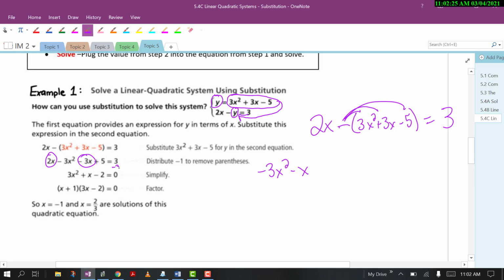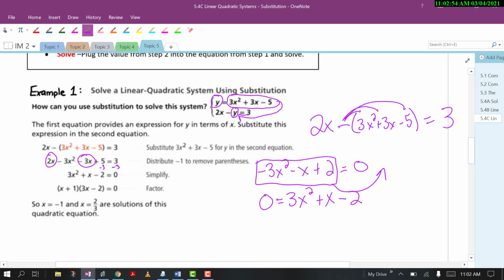And we want to subtract 3 to bring it to the other side. So we have plus 2 equals 0. And like I've said before, we don't want a negative x squared term because it's just messy and we don't need to deal with it. So what we're really going to do is take this whole thing and move it to the other side. Can we just move it to the other side? No. So we'd be adding 3x squared. We'll be adding x. We'll be subtracting 2. So that's where they got that equation.